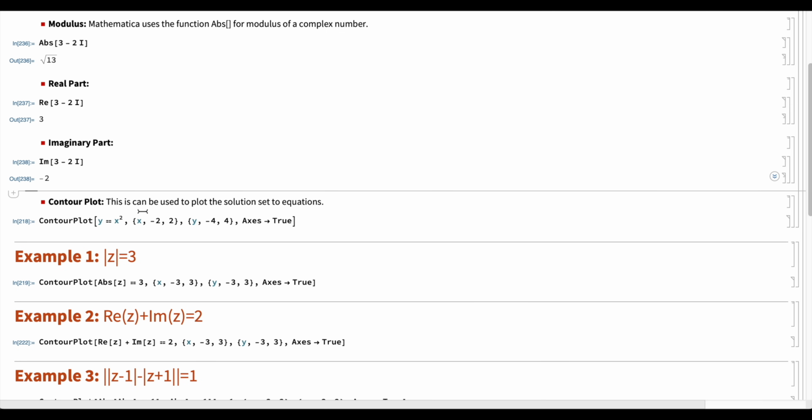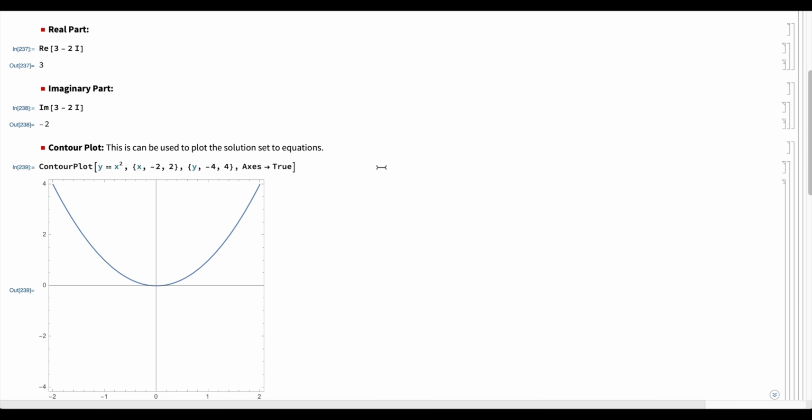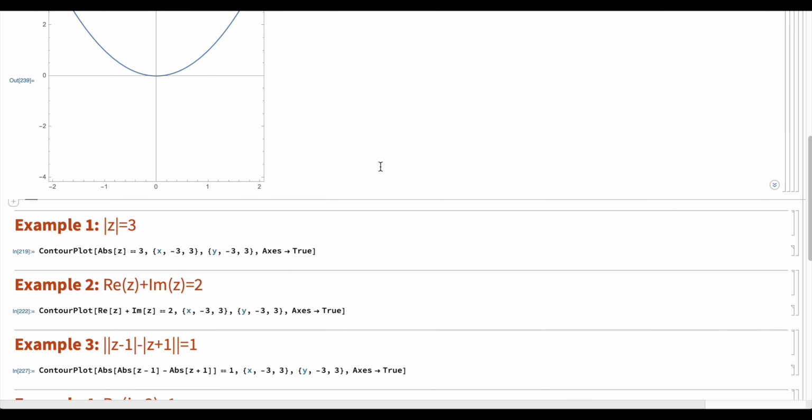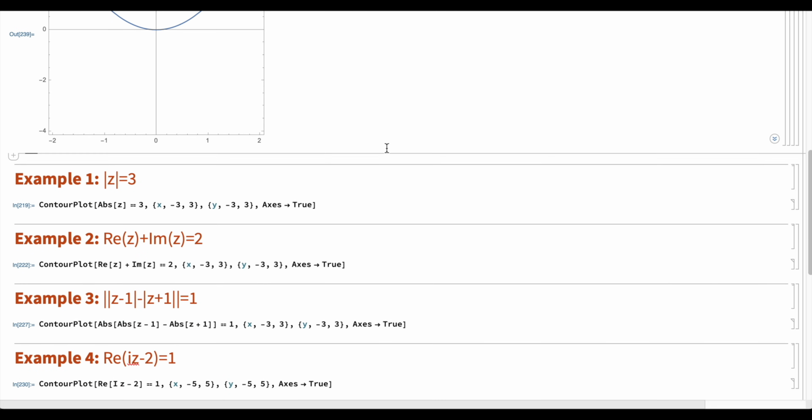And then furthermore, maybe we take x from negative 2 to 2 and y from negative 4 to 4. Then we'd like to maybe set the axes on. So you would do that here with this axes with the arrow and then true. So if you let this go, you'll see that you get a parabola. So this works out.